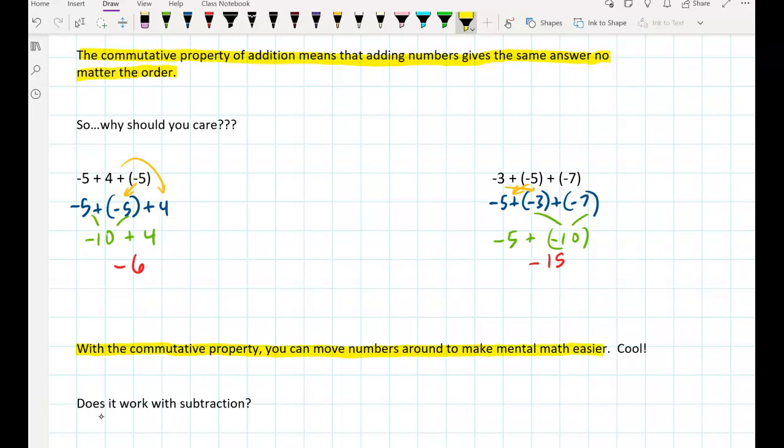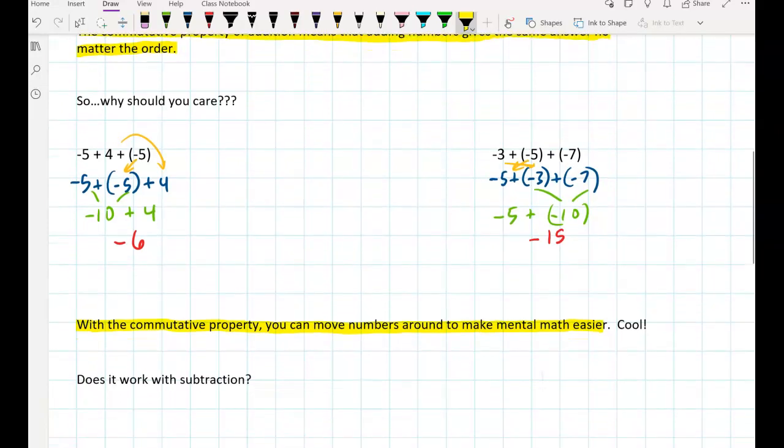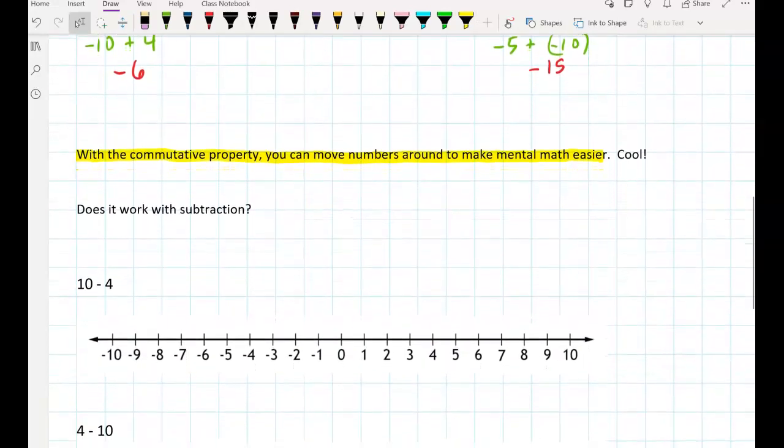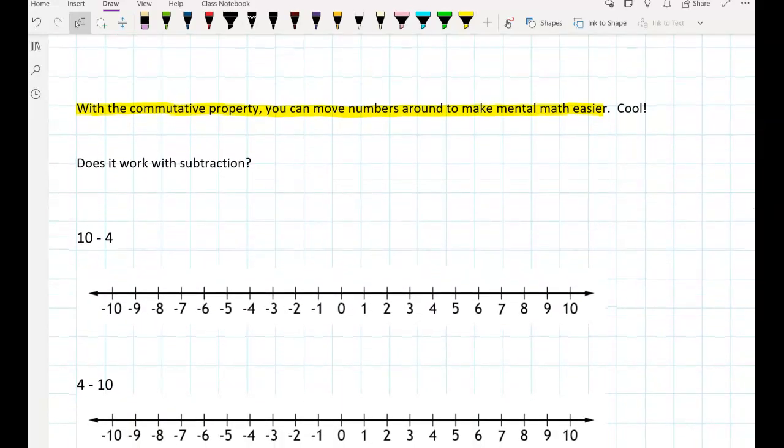Awesome stuff. But you're probably asking yourself, what about subtraction? Does it work for subtraction? I don't know. Let's take a look and find out. So, if we take a look at this first problem here, 10 minus 4.